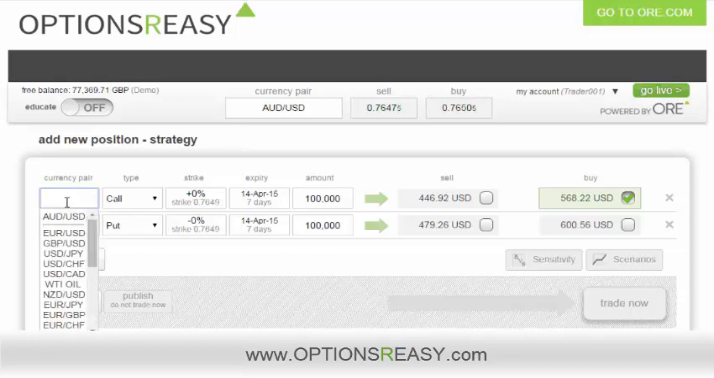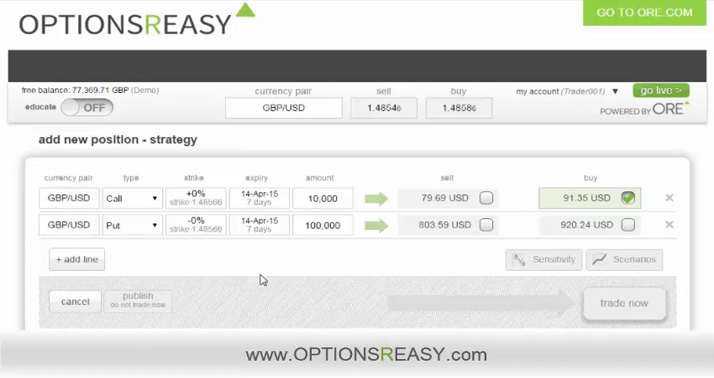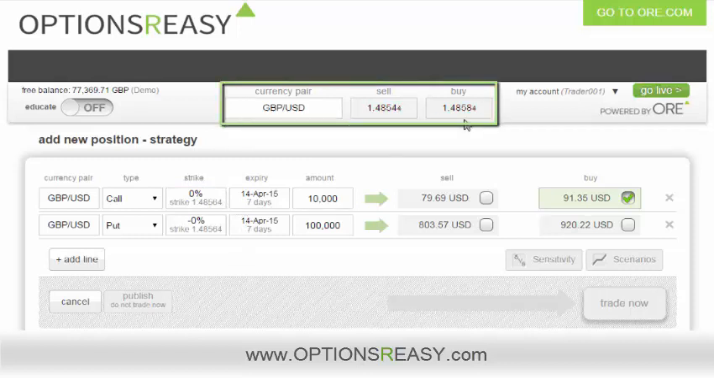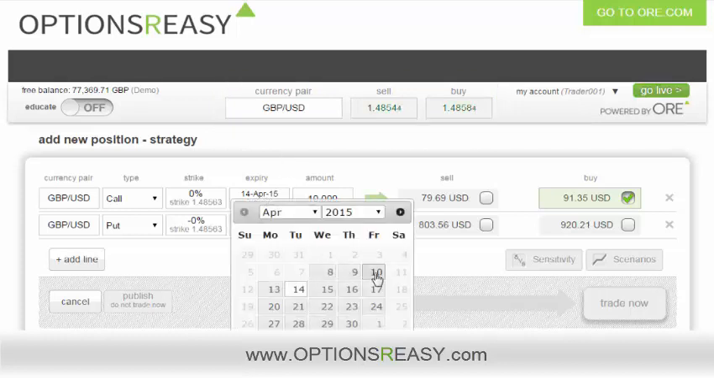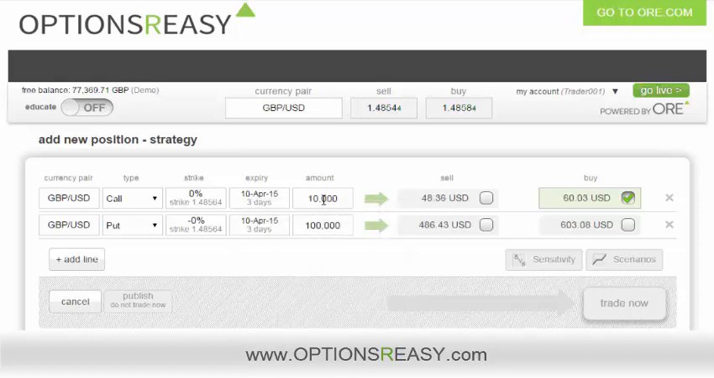First, we select the pair that we want to trade, sterling to US dollar. We will keep the strike at 0%. A 0% strike simply means that the strike matches the mid rate of the current market price. We need to select the expiry date of the option and the trade size.